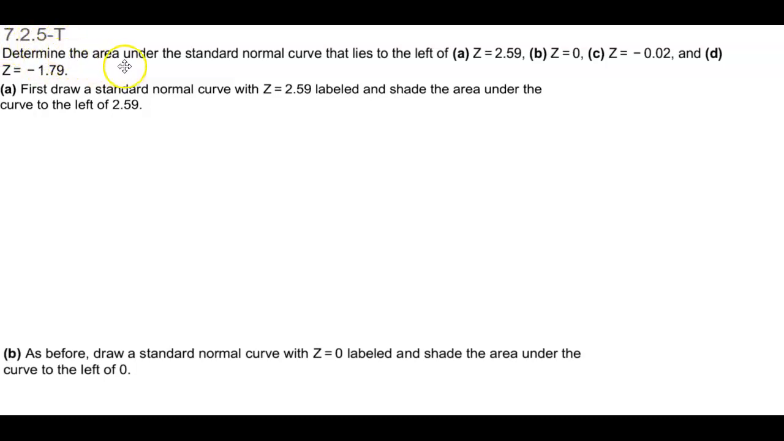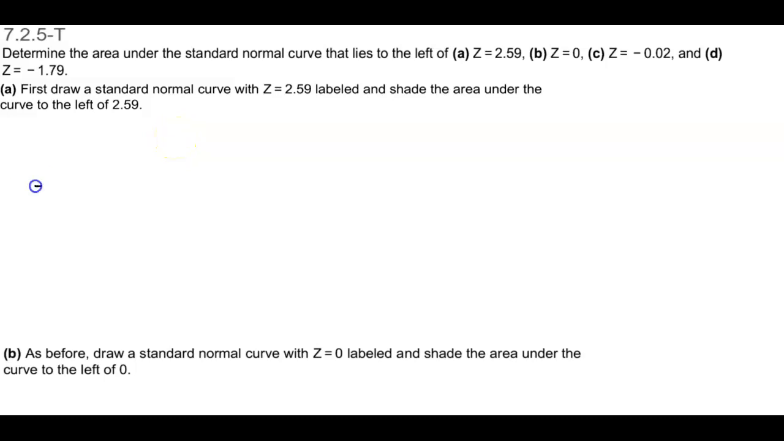7.2.5-T. Determine the area under the standard normal curve that lies to the left of A, where z is equal to 2.59, B, z is equal to 0, C, z is equal to negative 0.02, and D, where z is equal to negative 1.79. In Part A, we want to first draw a standard normal curve with the z-score of 2.59 labeled and shade the area under the curve to the left of 2.59.